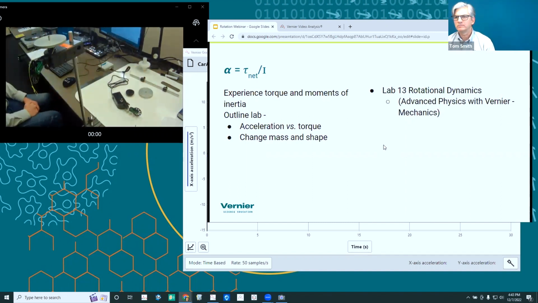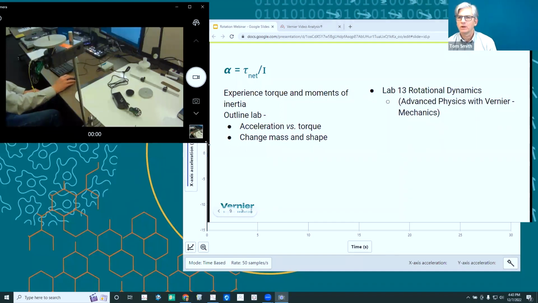Tom, can you make your video window there a little bit bigger for people to see your setup? Yeah, thanks.